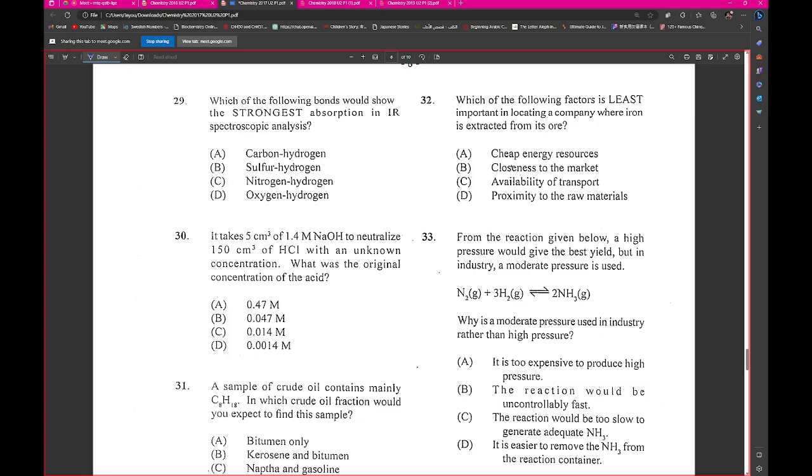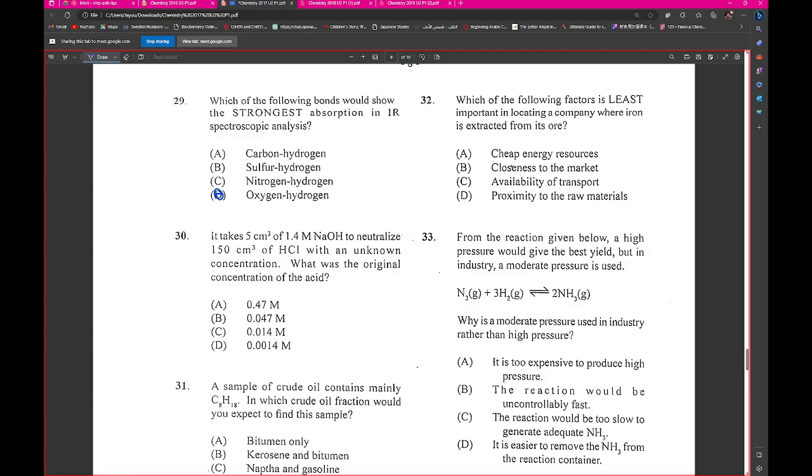Polarity of the bond. Which one has the largest polarity difference? D, as in dog. Hydrogen and oxygen, and that's why you say 3000 would be the OH group, right? So it's a large absorbance from the OH groups coming down.